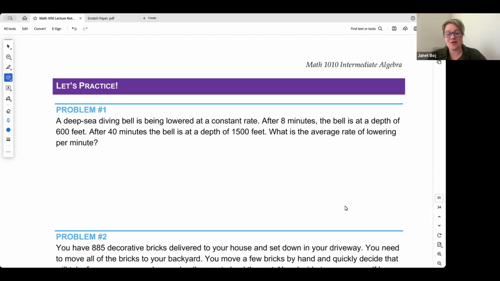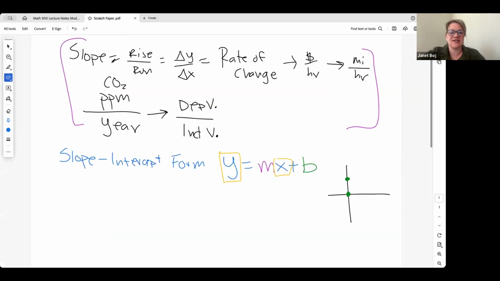A deep sea diving bell is being lowered at a constant rate. After 8 minutes, the bell is at a depth of 600 feet. After 40 minutes, the bell is at a depth of 1,500 feet. What is the average rate of lowering per minute? Last time we discussed the slope as being the rise over the run, change in y over x, a rate of change, and the importance to see that rate between two units.